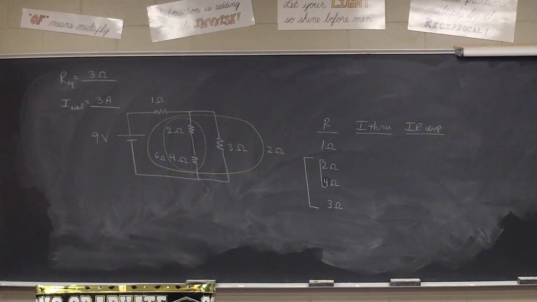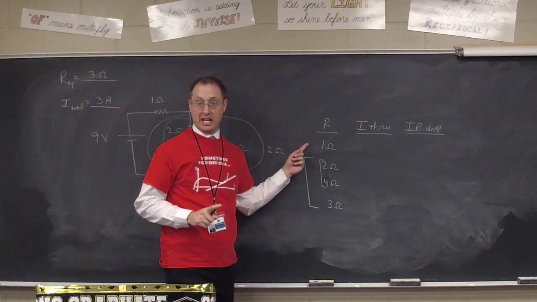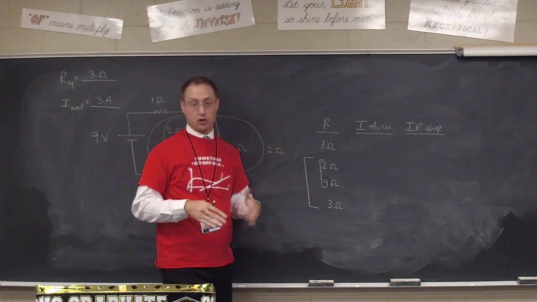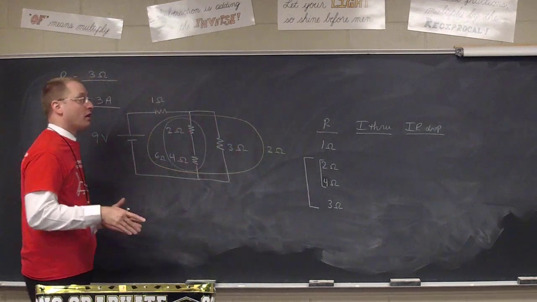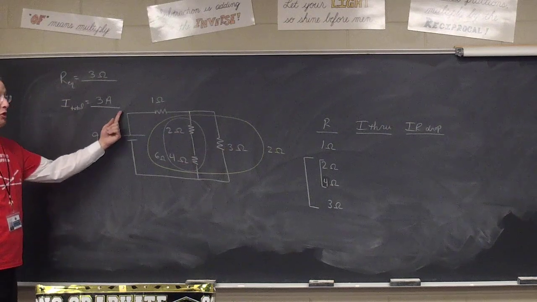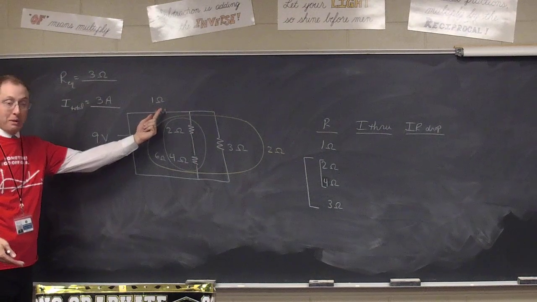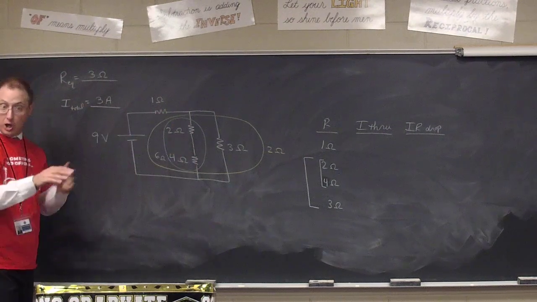The advantage I see in bracketing things that work in parallel is if it ain't got a bracket touching it in any way, it's simple series. It's straightforward. It is only one course for current. 3 amps leaves the battery. 3 amps, class, has to go where? Through the 1 ohm.